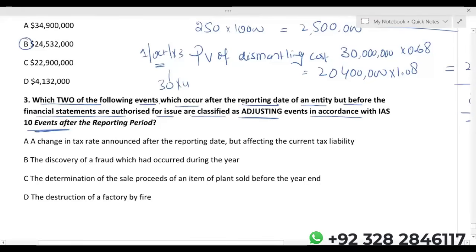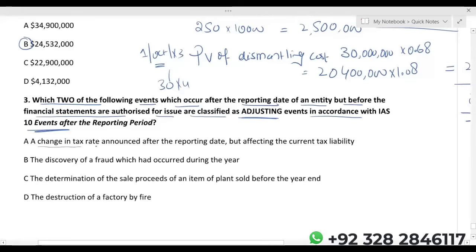Which two of the following events which would occur after the reporting date of an entity but before the financial statements are authorized for issue are classified as adjusting events in accordance with IAS 10, events after the reporting date? Actually, adjusting events are those events where on SOFP date, we do have the information of their existence. Only the confirmation comes after the year end. Such an event is an adjusting event.